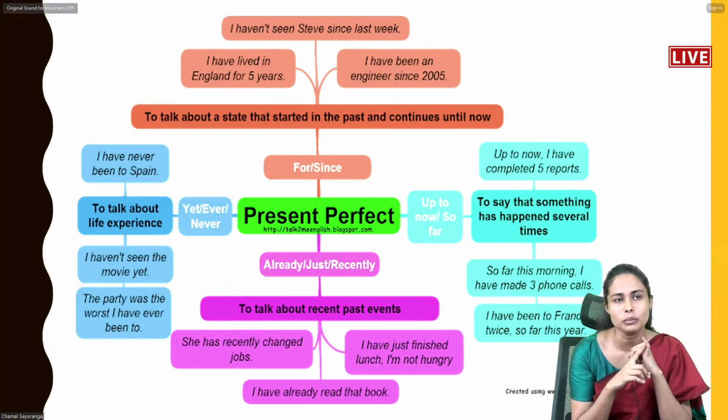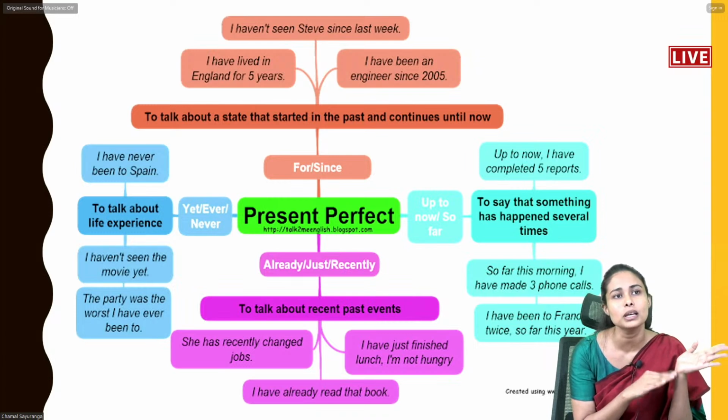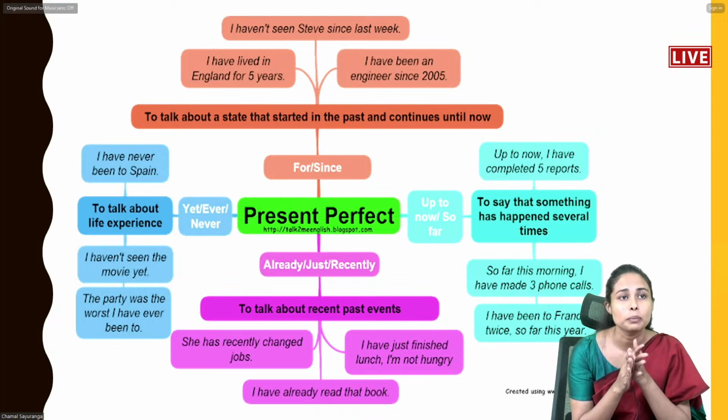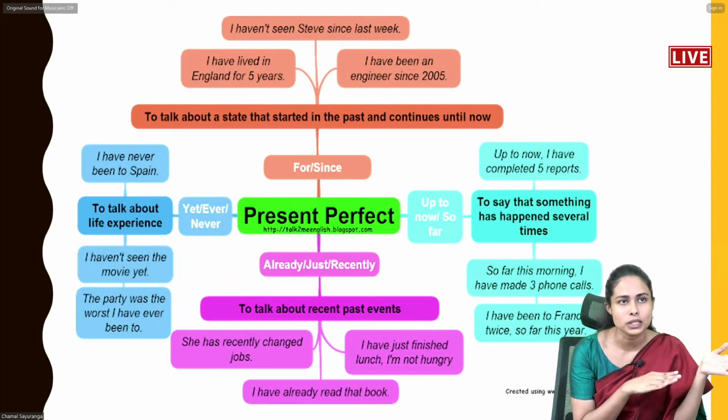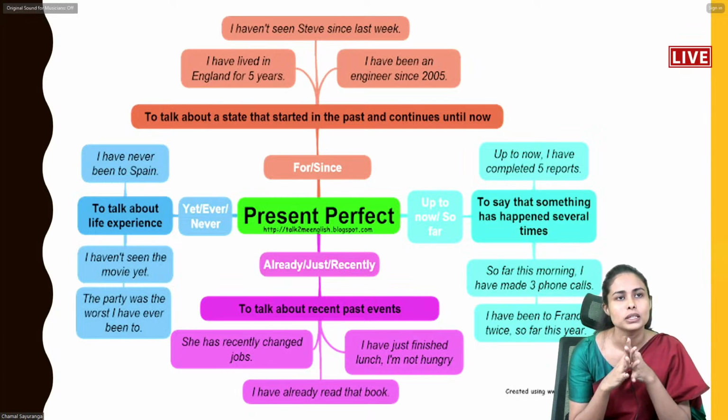What is the helping verb? Either has or have, based on the subject. If the subject is singular, you should have the helping verb has. If the subject is plural, you should have the helping verb have. Plus, what's the other part? Past participle of the verb.